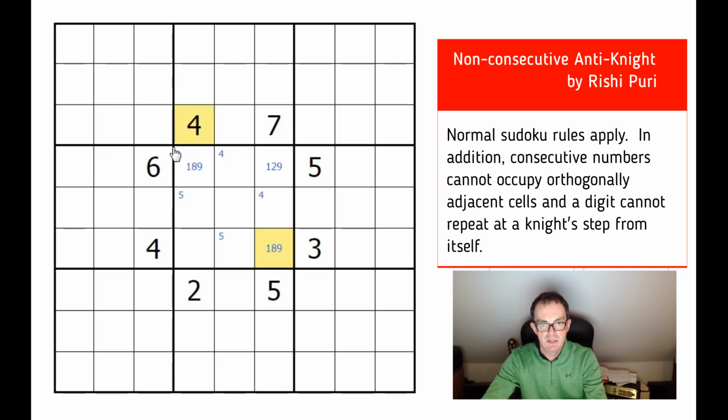Okay, so I've got something here. Look. Those given squares all see each other by a knight's move, that one. So this square here can only be a 1, 8 or a 9.